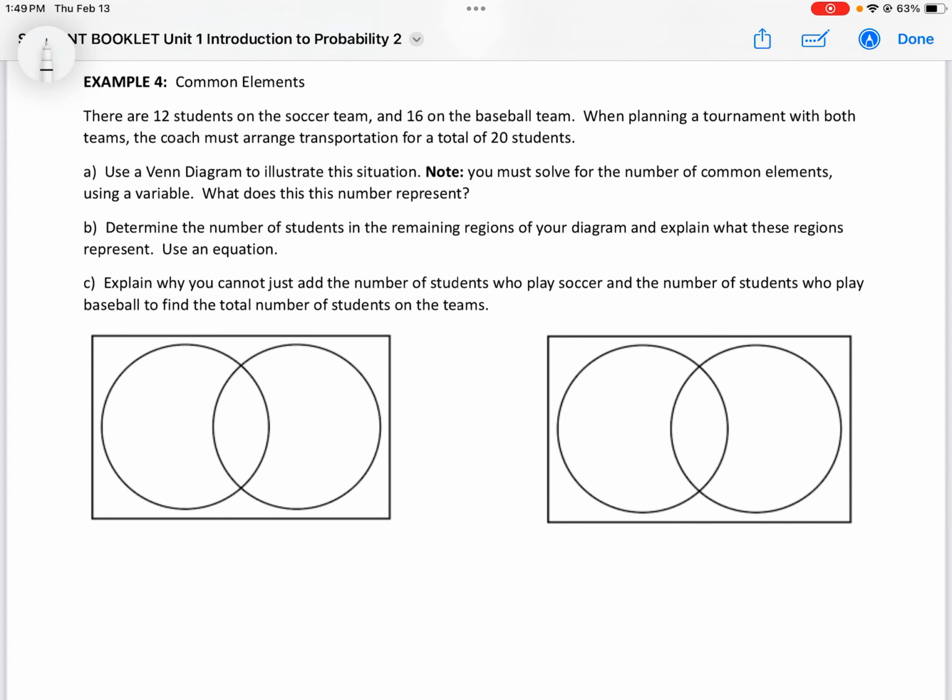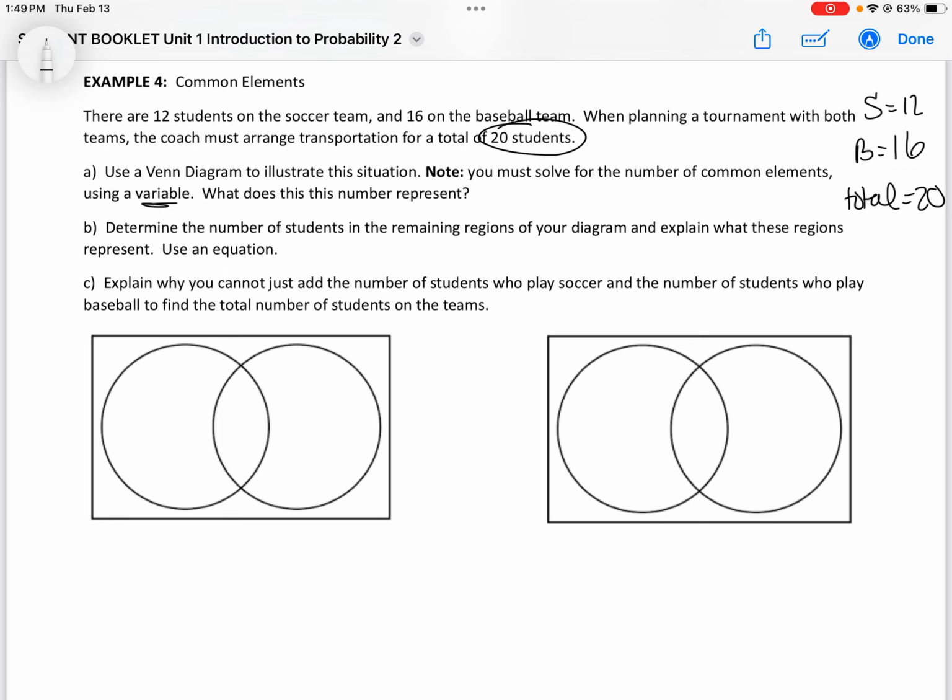Okay, let's talk about common elements. So there are 12 students on a soccer team and 16 on a baseball team. So soccer is 12, baseball is 16. When planning a tournament with both teams, the coach must arrange transportation for a total of 20 students. So total is going to be 20. Use a Venn diagram to illustrate this situation. And just note, you must solve for the number of common elements using a variable.